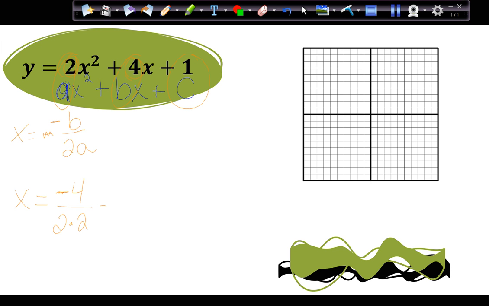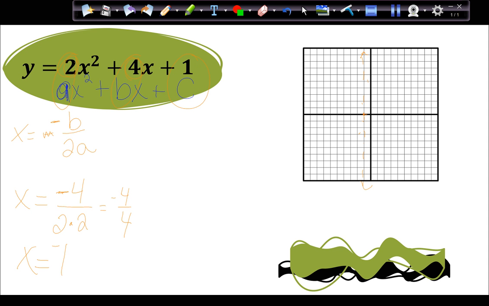So that's going to be negative 4 over 4. So that means my axis of symmetry is at x equals negative 1. So I know someplace at negative 1, here's negative 1, my vertex has to be along this line. So I could graph that if I wanted to. So that's going to be the axis of symmetry. And the vertex is someplace along that line.